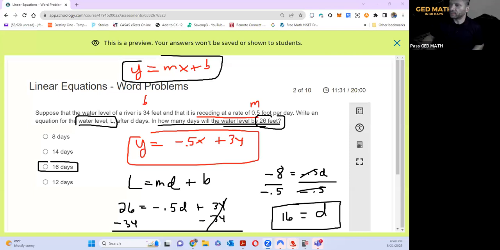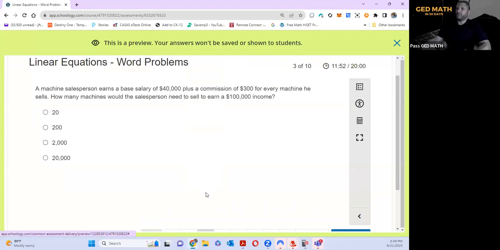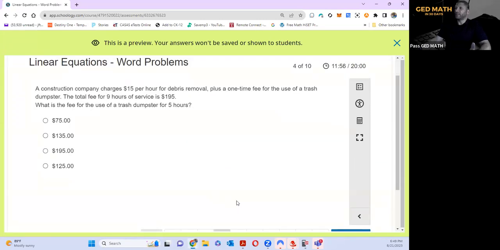Good. So that's how you would solve these types of linear equations. Once you get in the habit of identifying your slope and identifying your y-intercept, you'll get comfortable looking at problems and identifying when to use y equals mx plus b. A lot of these questions are very similar, so you have to be wary of which one you use. So again, let's look at one last one for linear equations.